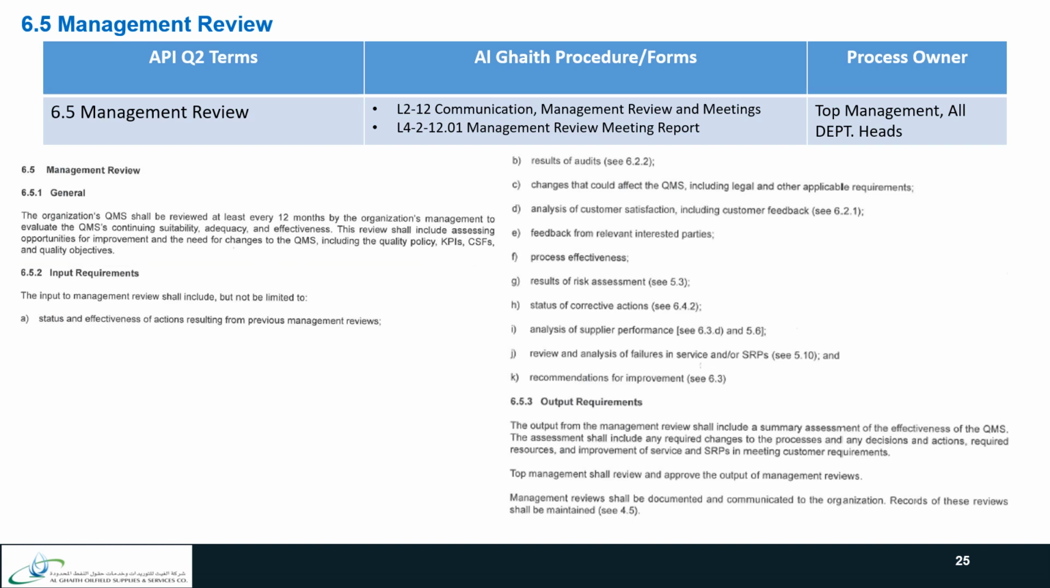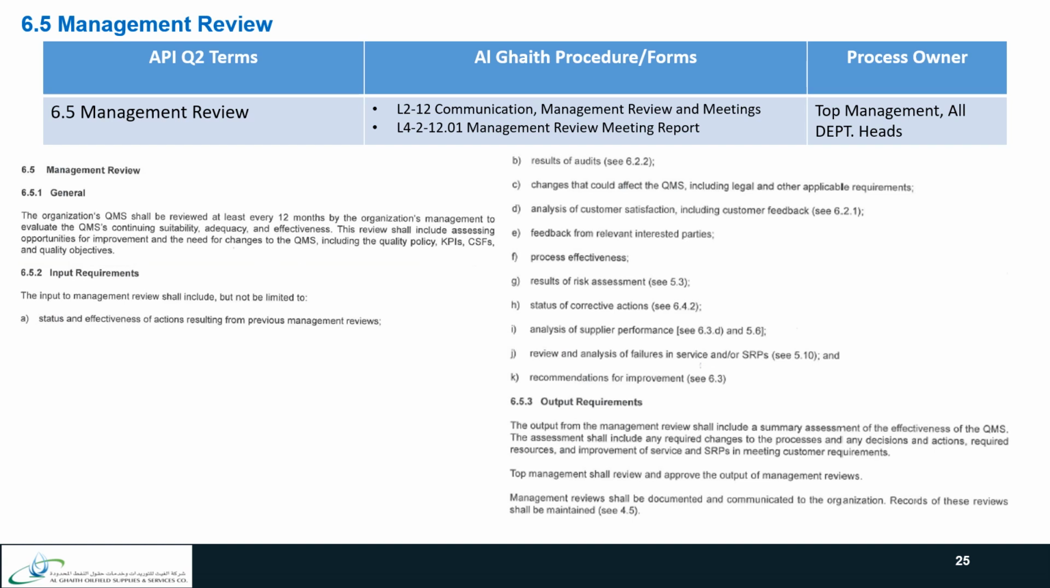API Q2 clause. Management review. The organization's QMS shall be reviewed at least every 12 months by the organization's management to evaluate the QMS's continuing suitability, adequacy and effectiveness. This review shall include assessing opportunities for improvement and the need for changes to the QMS, including the quality policy, key performance indicator, critical success factor and quality objectives.